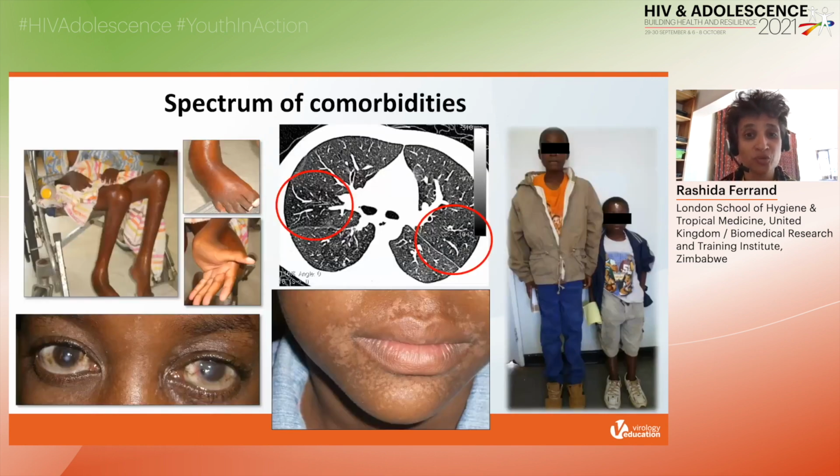This is just showing you some of the more visible manifestations. On the top left panel is a 14-year-old who's had long-standing seronegative arthritis. And the panel on the left below is another adolescent who's had multiple corneal infections and has had corneal scarring with resultant blindness. In the middle panel at the top is a CT scan of a lung of an adolescent with chronic lung disease.